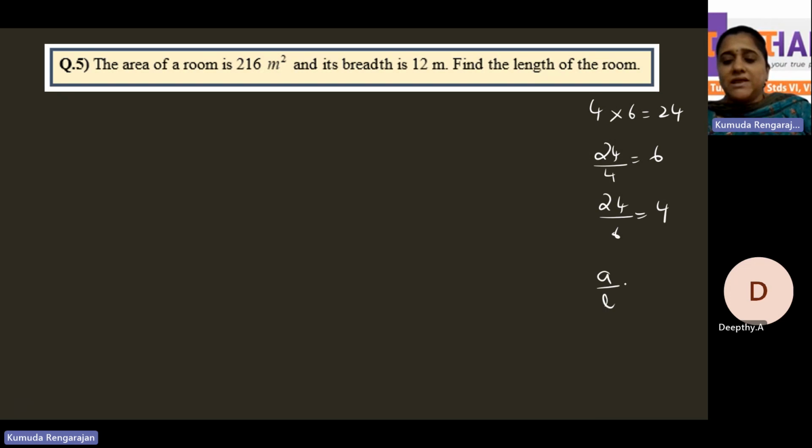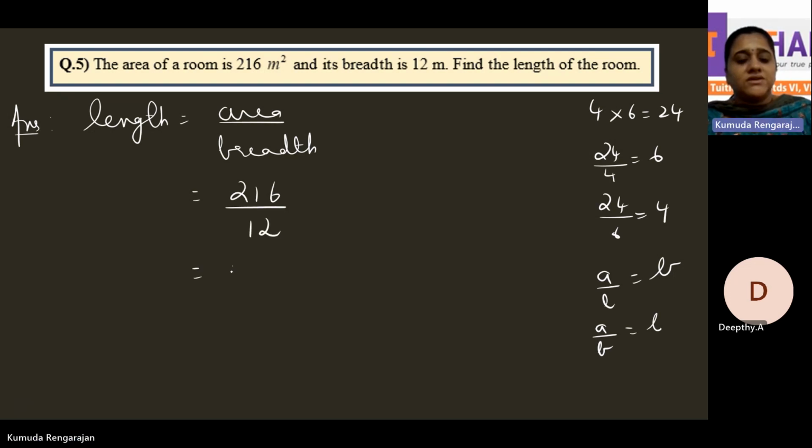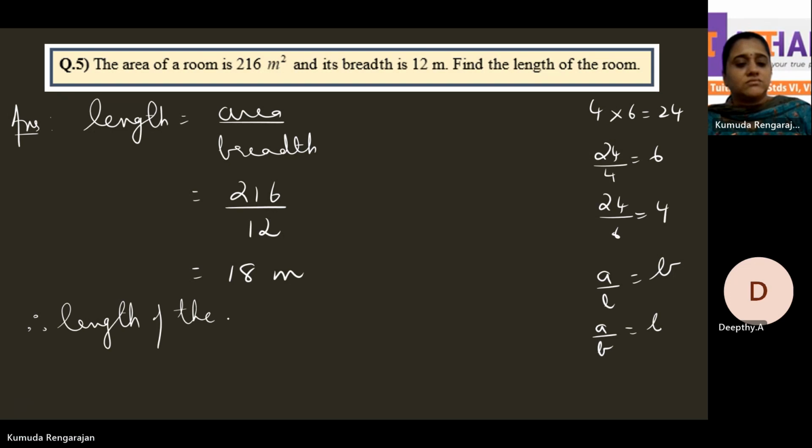Similarly, area divided by length is equal to breadth. Area divided by breadth is equal to length. So what should we use here? The formula is length is equal to area by breadth. So area is equal to 216 by breadth 18 meters. So the length of the room is equal to 18 meters. All right. Check your steps, all of you.